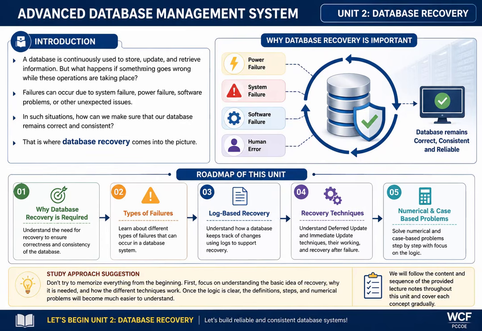In this unit, we will start right from the basics. First, we will understand why database recovery is required and what different types of failures can occur in a database system. After that, we will learn about log-based recovery and understand how a database keeps track of changes so that it can recover when something goes wrong. Then we will learn about deferred update and immediate update. We will understand how each technique works, what happens when a failure occurs, and how the database is brought back to a consistent state. And finally, we will solve the numerical and case-based problems given in the lecture notes step by step. While solving these problems, I will focus more on explaining the logic behind each step so that you understand how to approach similar questions on your own.